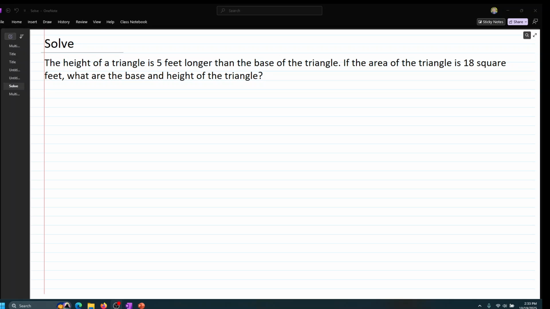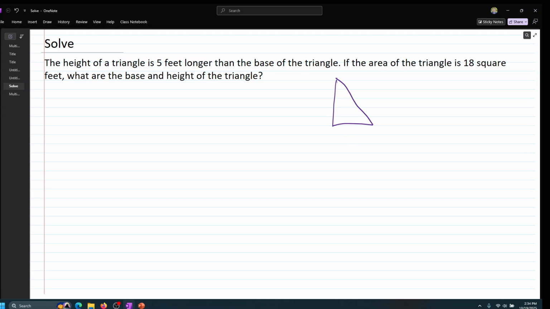In this problem, we're to solve this application where the height of a triangle is 5 feet longer than the base of the triangle. If the area of the triangle is 18 square feet, what are the base and height of the triangle? So what we might want to do is to draw a triangle where we're saying that the height of the triangle is 5 feet longer than the base.